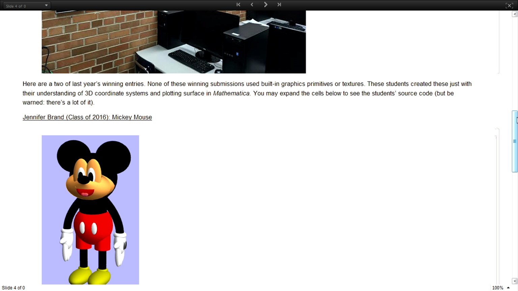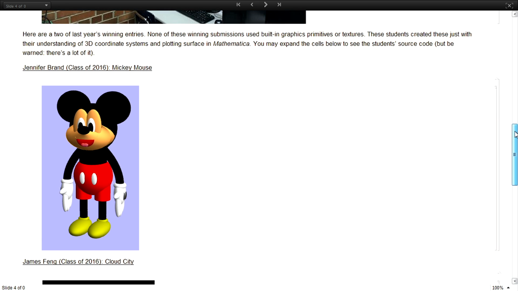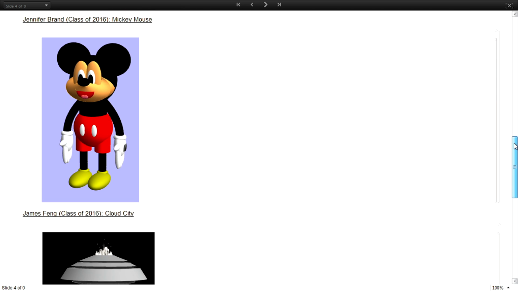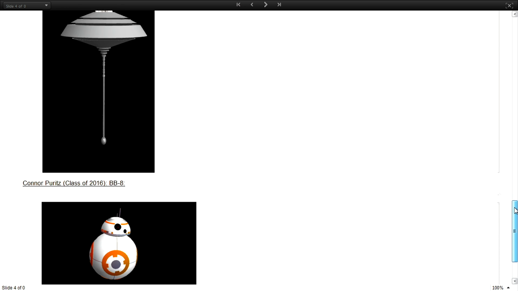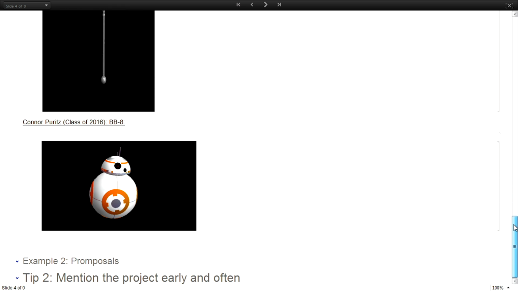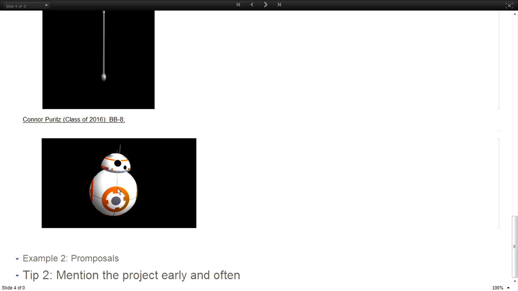So there's a Mickey Mouse that a student made last year. That was one of our big winners. There's Cloud City. And then there's BB-8. Berwin, I'm curious, can we rotate BB-8 at all? Because I think from all angles, he's pretty cool. Or is it an image? Darn. OK. If you are curious, if you download this presentation, all of the code is there in a hidden cell, so you can expand it and see for yourself.